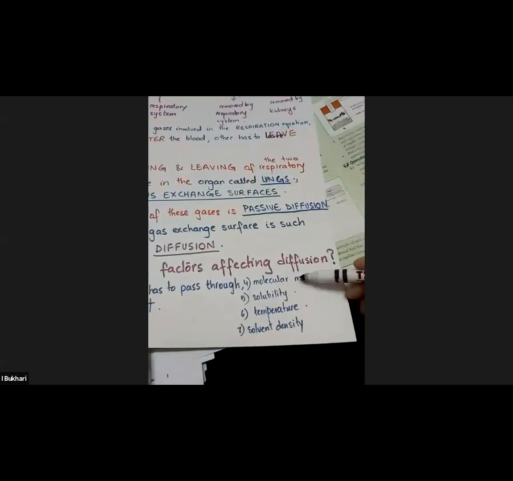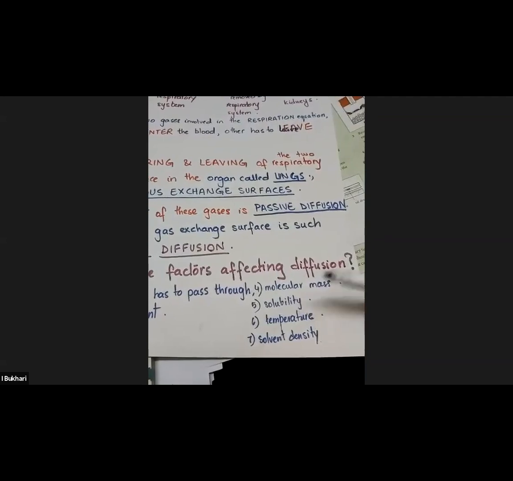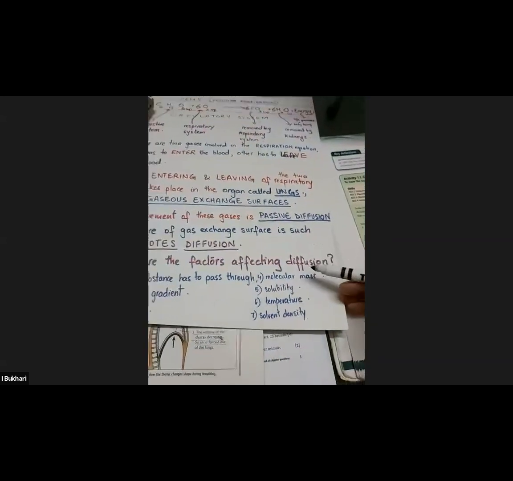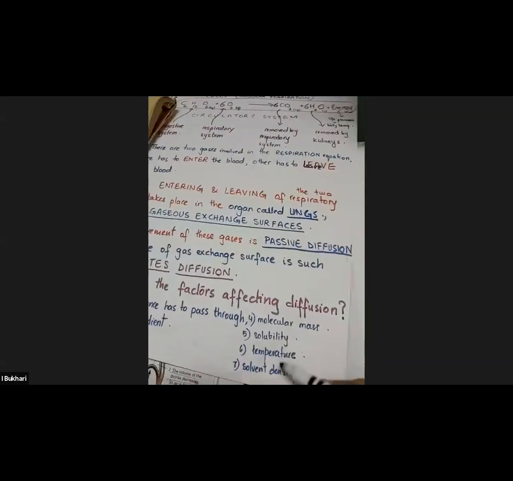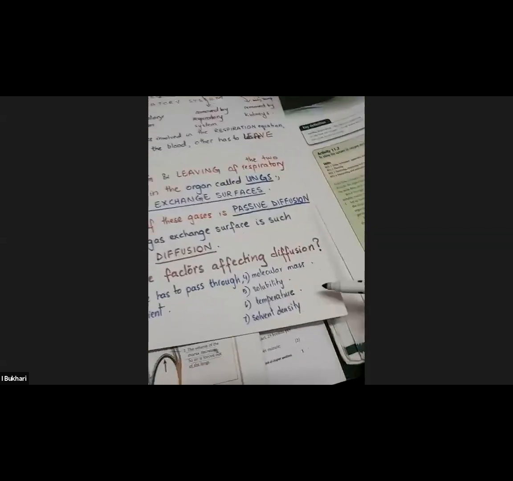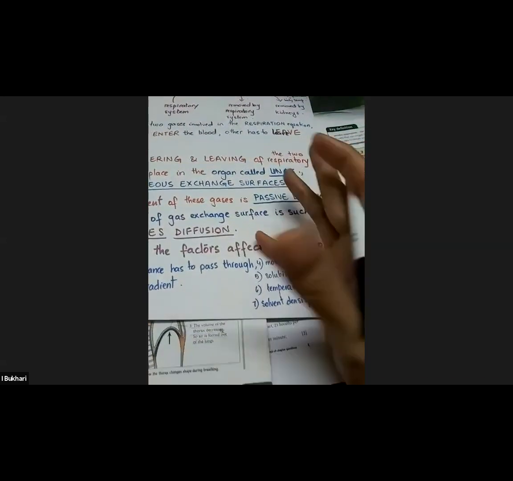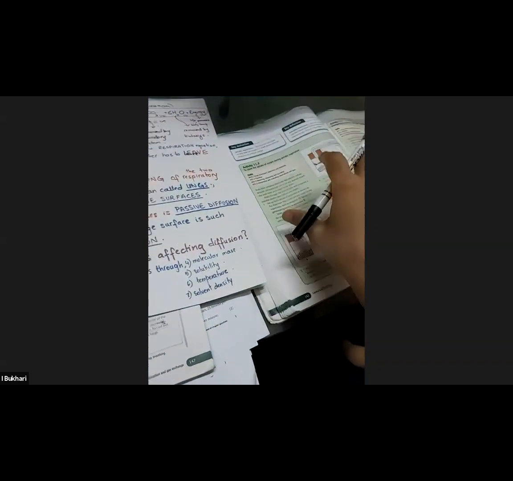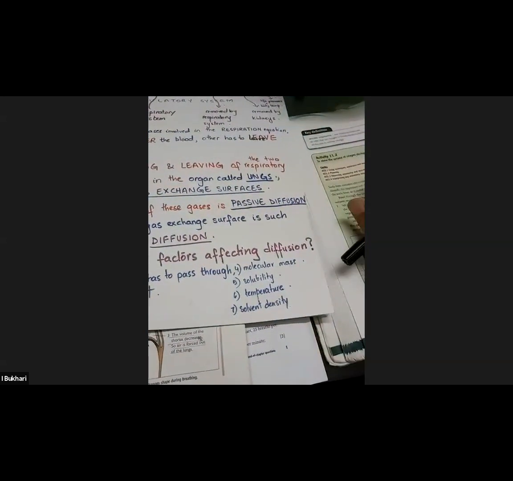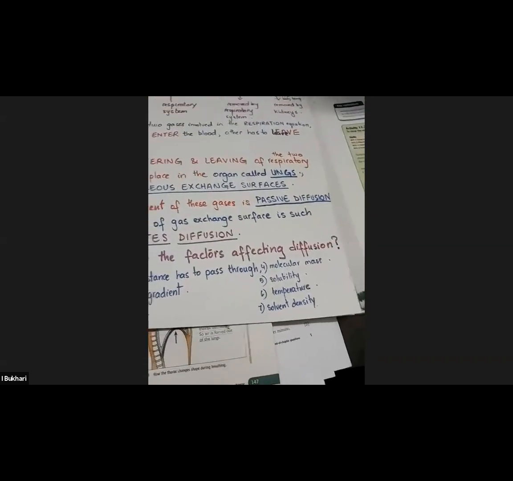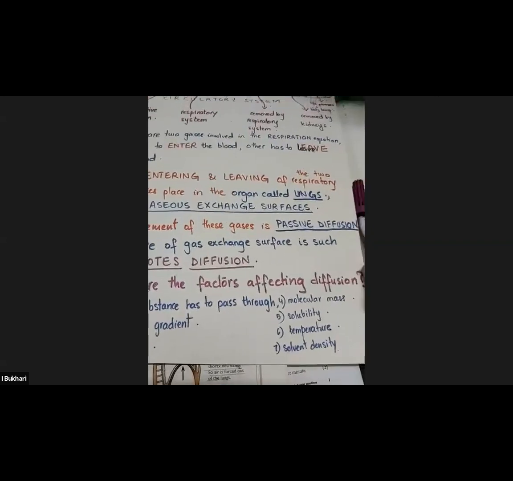Now there are these other factors as well that affect diffusion. But in case of the respiratory system within the human body, these factors cannot be controlled and cannot be changed. For example, molecular mass. The heavier a molecule, the slower will be its movement, the slower will be its diffusion. But in case of respiration, we are dealing with carbon dioxide and oxygen. There's nothing we can do about their molecular mass. Oxygen will stay oxygen, carbon dioxide will stay carbon dioxide.